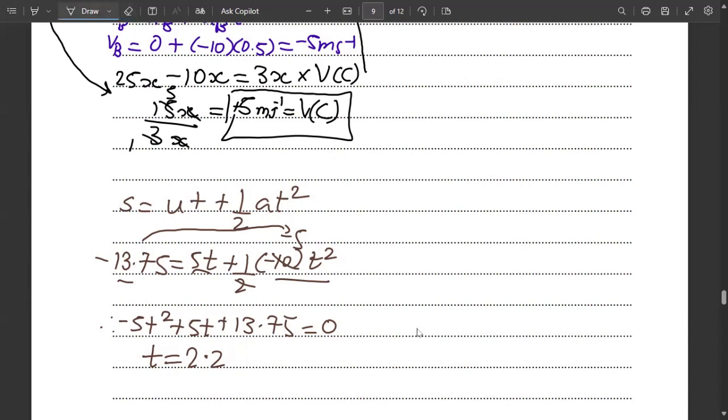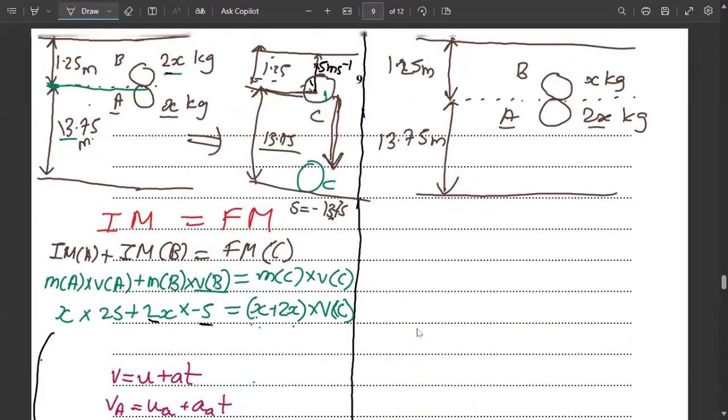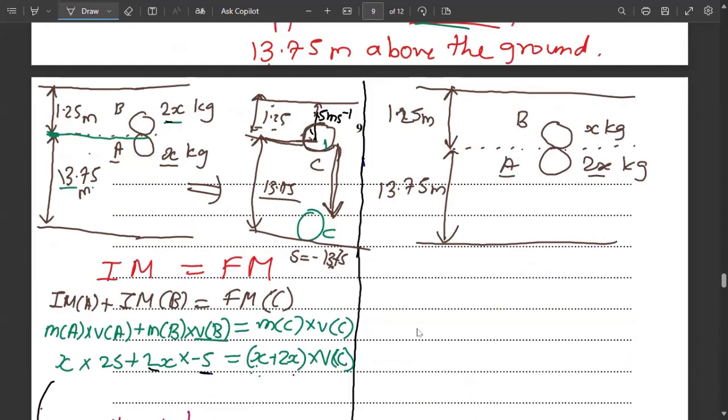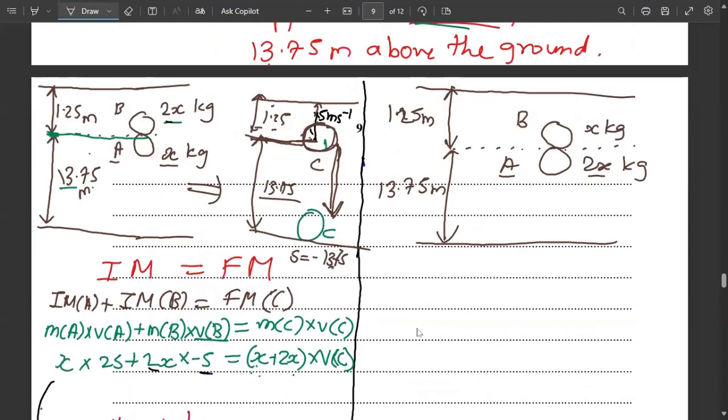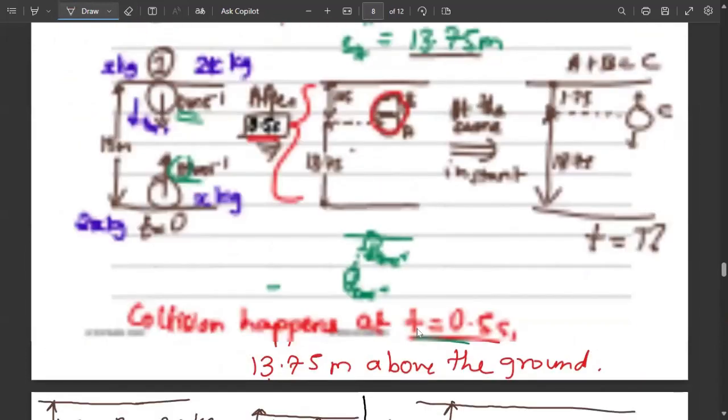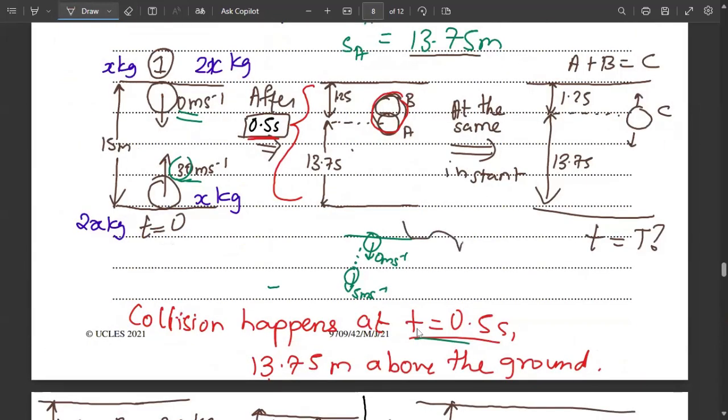Why did we not take minus 1.23? Because time cannot be negative. So that means once the object starts moving from this point, C, from 13.75 meter, it will take 2.23 seconds to come down. But if you recall, this will be only this much. This is 2.23 seconds. But we have to calculate the entire time from here to here.